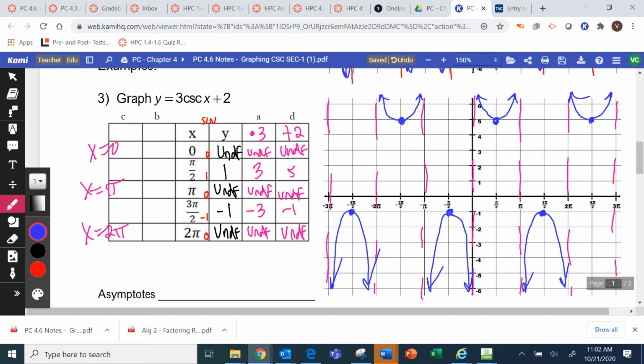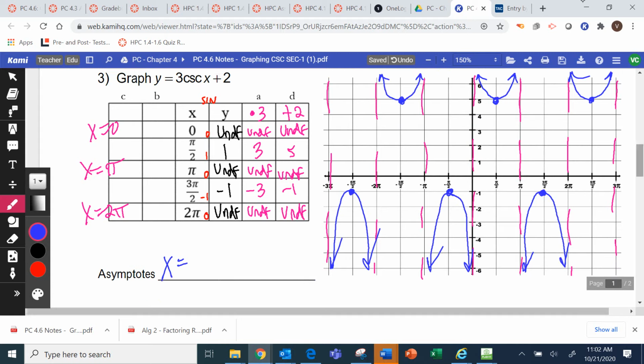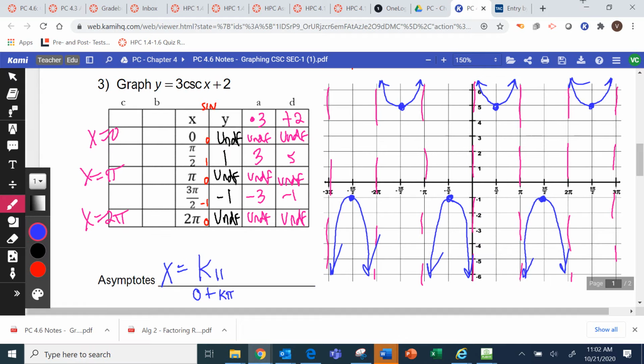And then we have to write our asymptotes. So I'm going to start with x equals. We always want to start with the smallest one that is not negative. Robbie, what is our smallest asymptote that is not negative? 0. So I'm not going to write it because it's 0. And then, Evan, what do I need to add on? Because they're each pi apart, we'll have k pi. And then we need to say that k is an element of the integers.